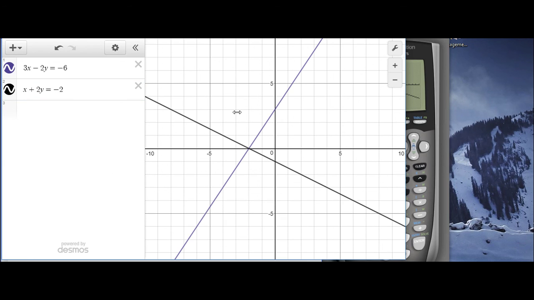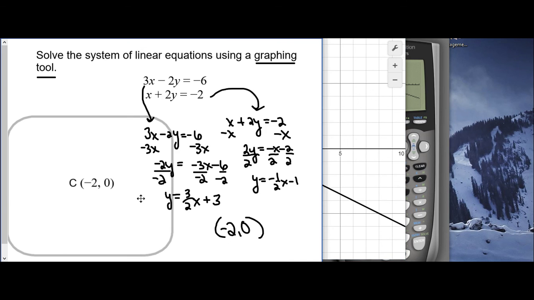So now I can go back to what my graph should look like. And if I click and hover, I can see that that point is negative 2, 0. So now it agrees with the graphing calculator, and that's going to be the solution still to my system, which matches with answer choice C.